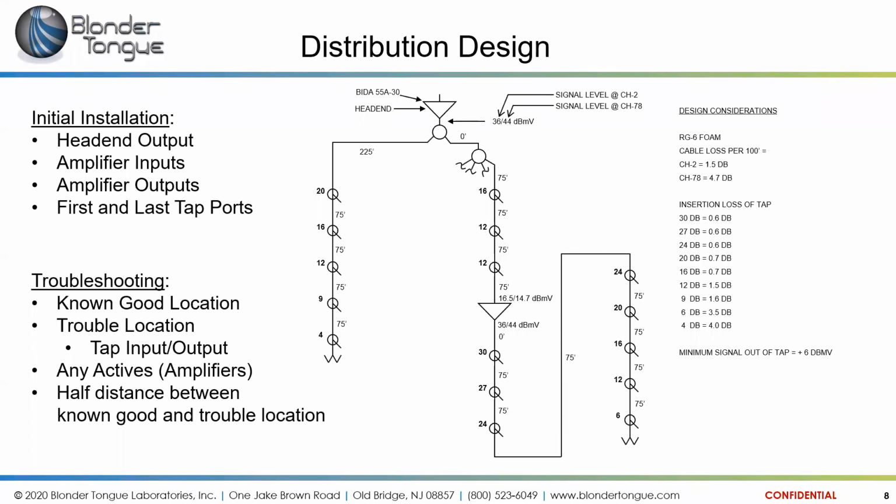So, yeah, this example here shows a minimum signal out of tap plus 6 dBmV. Another design may show plus 5. Typically, we design for between 5 and 15 analog at a wall plate, and digital signals run 8 to 10 dB lower than analog. So potentially 5 or 6 dB could be either digital or analog.